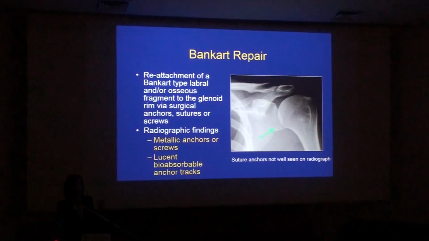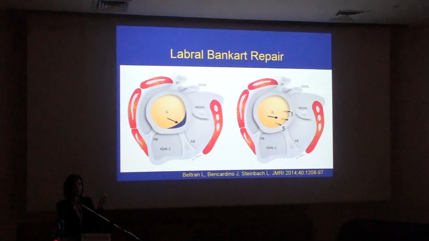If the person is having problems and they think that the labrum is unstable, if it's separated from the glenoid, then they'll put little suture anchors in, the Bankart repair, and they can be metal or bioabsorbable or just plastic. When you're looking at radiographs, you may not see them at all. If you look at this radiograph here, the green arrow is pointing to a few areas that almost look like cysts, but they're the post-op tracts of the suture anchors.